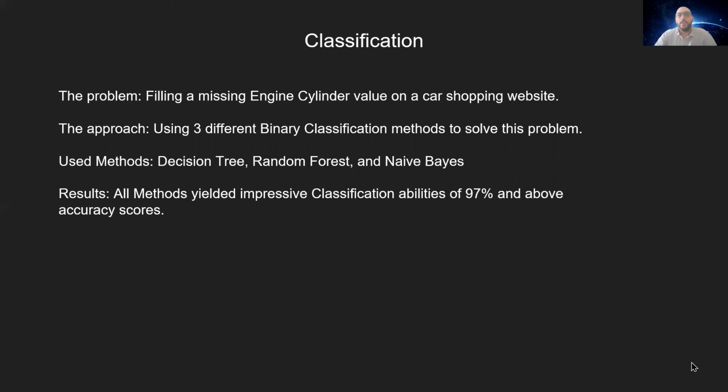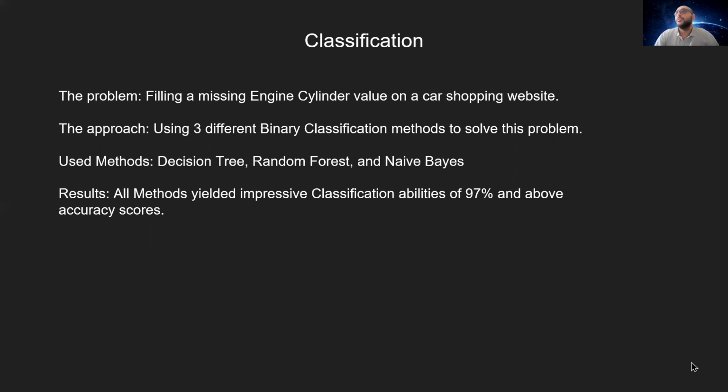And for our extra credit portion of the project, we chose classification. And the problem that we chose to solve was filling a missing engine cylinder value on a car shopping website. So we assumed that when a shopper is looking for a car or listing a car on a car shopping website, the shopper would miss the engine cylinder value. So the website would automatically use classification to fill and predict that value based on the other features or other values that the user has inputted.